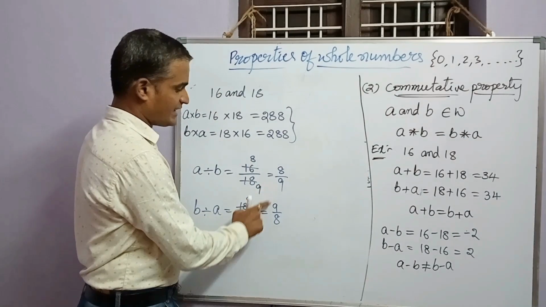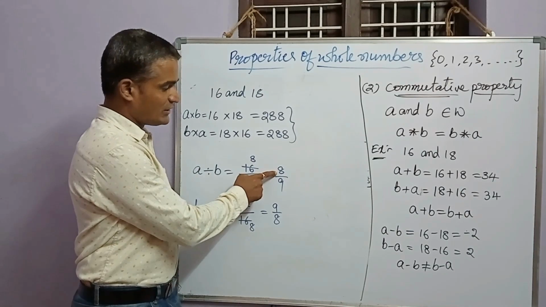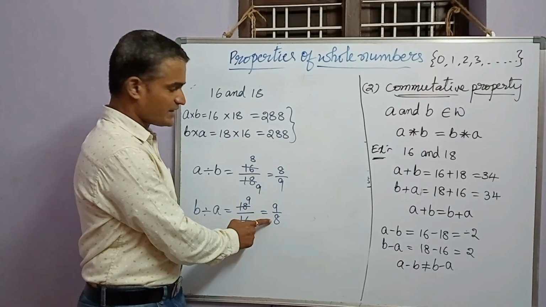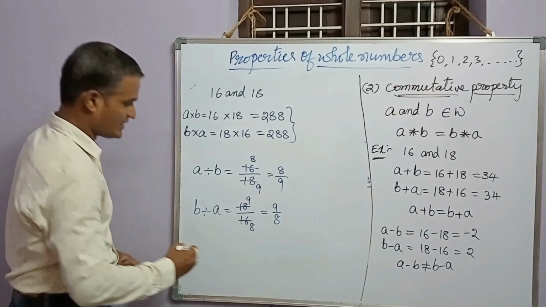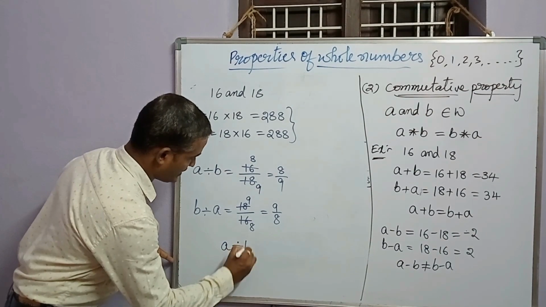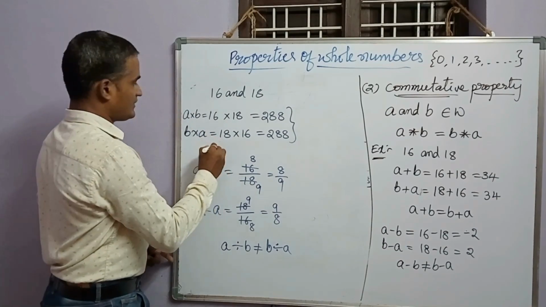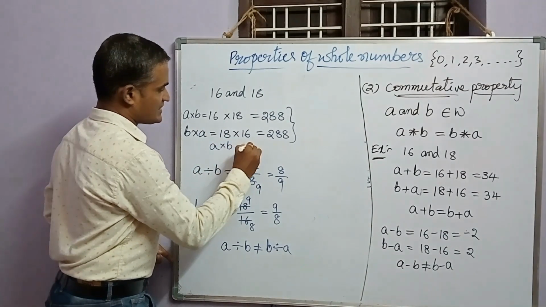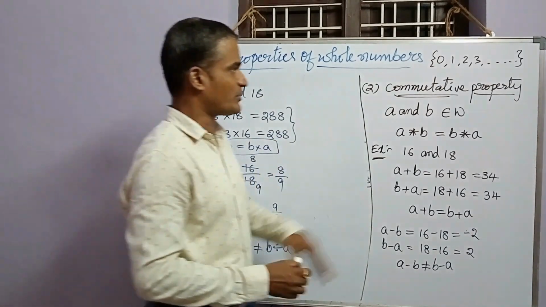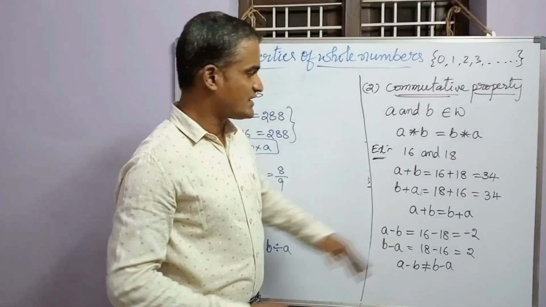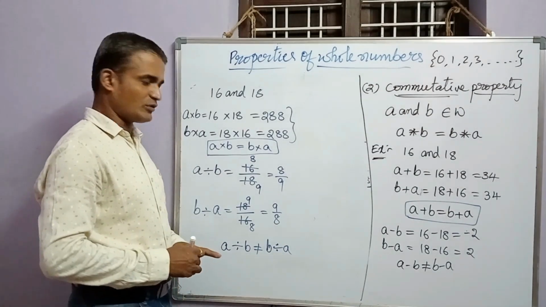And you know that 8 by 9 and 9 by 8 can never be equal. This is a proper fraction, this is an improper fraction. The value of a proper fraction is always less than 1, and the value of an improper fraction is more than 1. So 8 by 9 and 9 by 8 are never equal, and A divided by B is never equal to B divided by A. Here A multiplied by B is equal to B multiplied by A. So the commutative property is satisfied under addition and multiplication only.